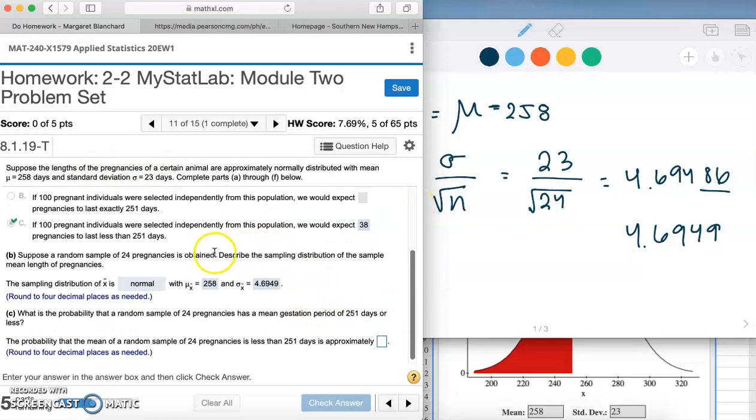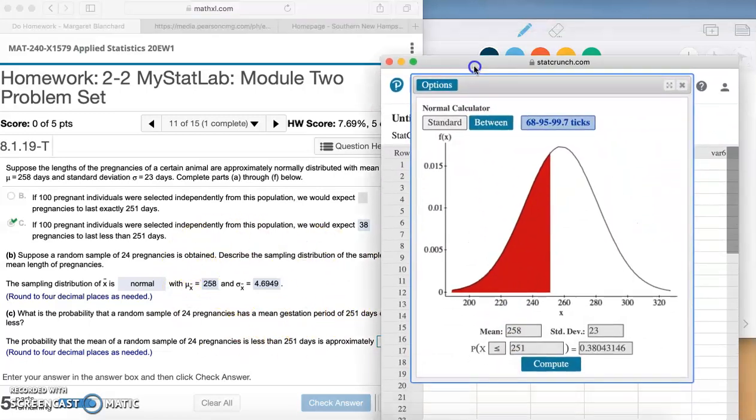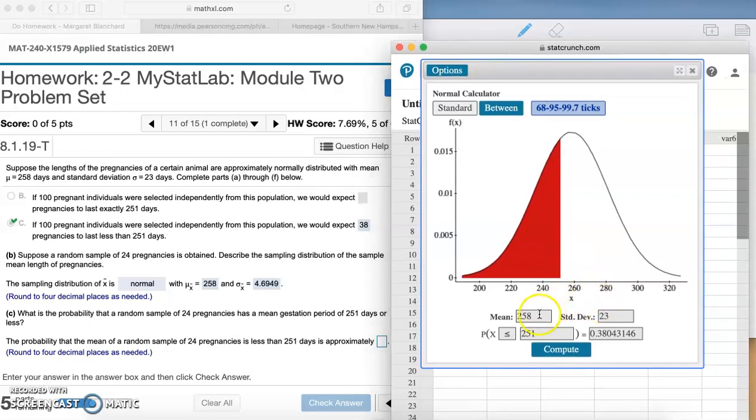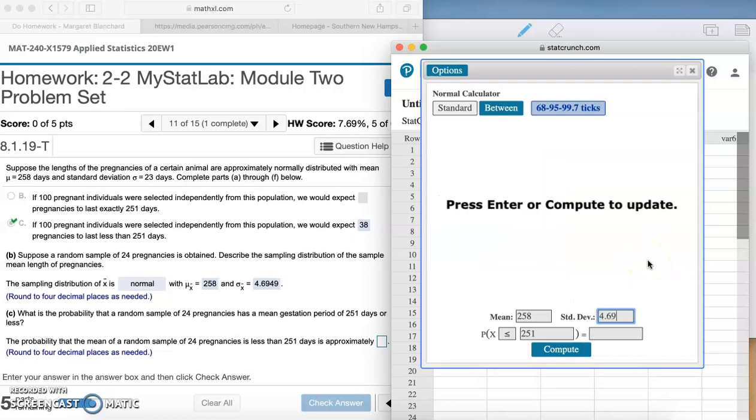So now we have to use these numbers we just found as our new mean and standard deviation when we calculate that probability. So here, that mean stays the same because remember, mu X bar equals the mean from the population. But our standard deviation is no longer 23. It's 4.6949. The idea is that now we're not saying what's the likelihood that a randomly selected pregnancy lasts less than 251 days. We're saying what's the likelihood that the mean pregnancy of these new 24 people is less than 251.